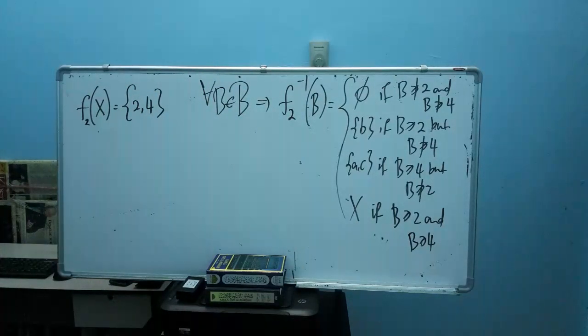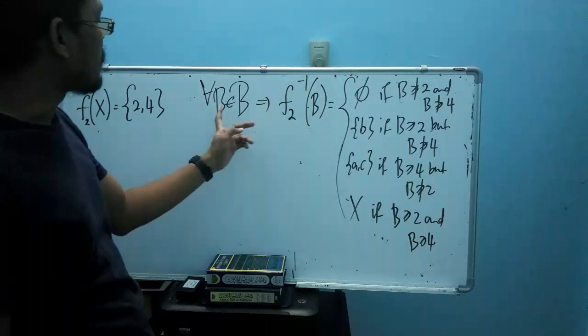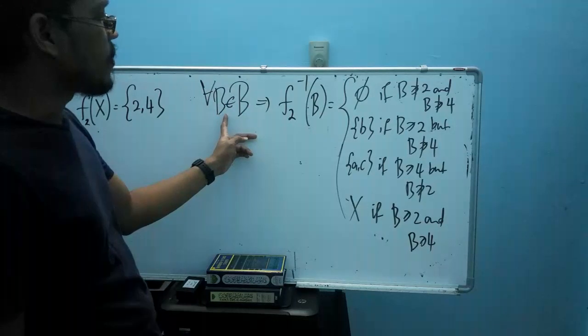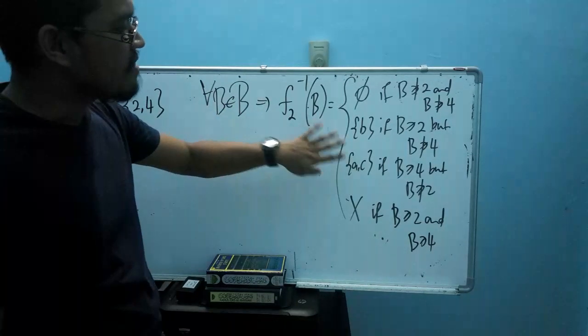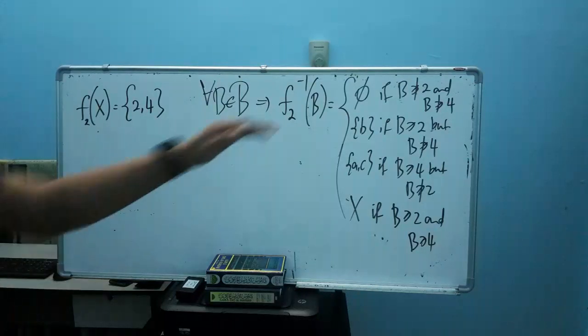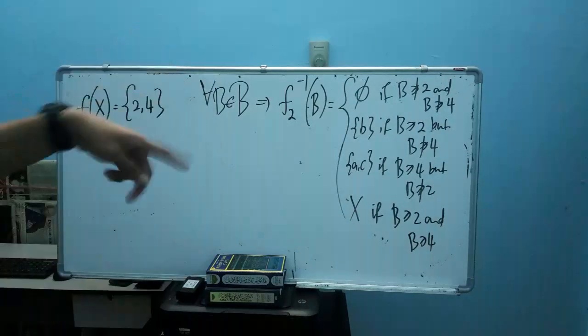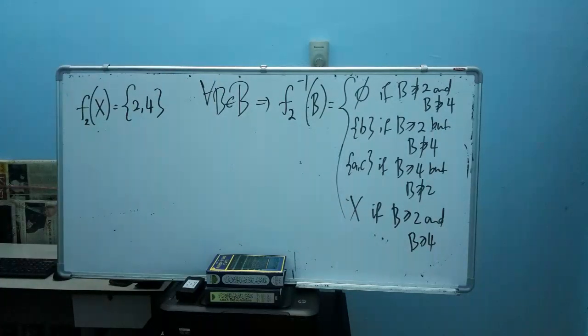Okay, meaning that for the second example, where you find the pre-image of B for all Borel sets, there are only 4 pre-images. It will be not less and not more than 4. So it will have 4 pre-images for the second example.